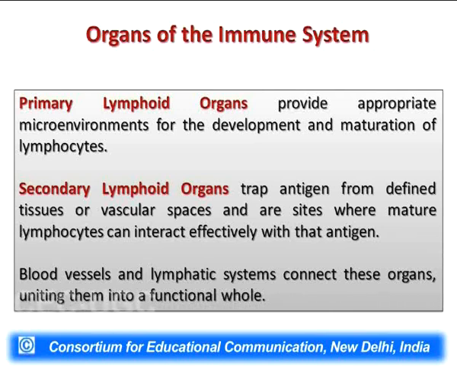Now both of these organs are connected to each other, or coordinated with each other, with the help of the blood vessels and the lymphatic system. So we'll go into each of these cells, as well as the organs and the lymphatic system, to see how exactly the coordination is going on within our body circulation.